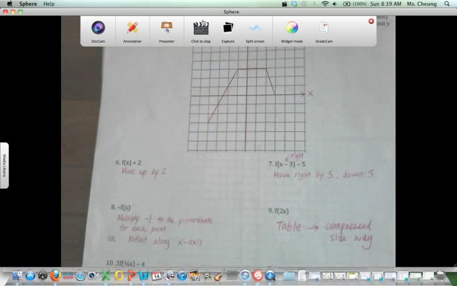We are on Unit 2, quiz number 3, question number 9. Whenever you see a coefficient in front of x inside the parentheses, we must use a table.